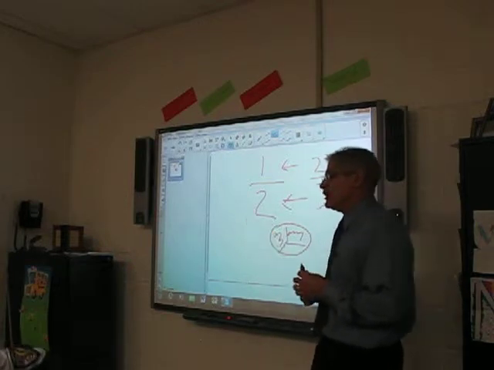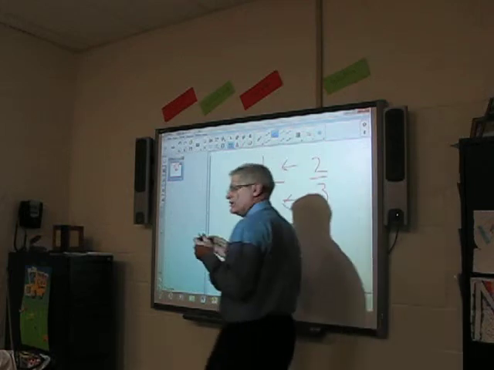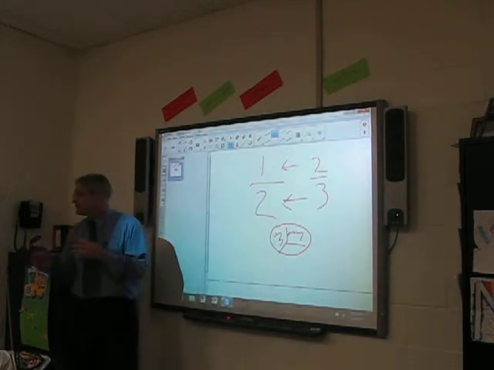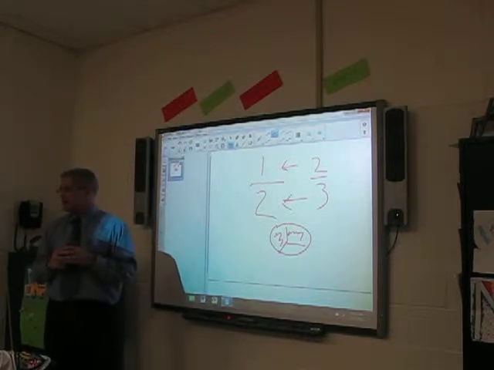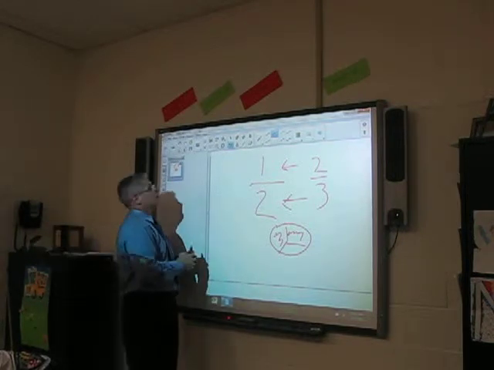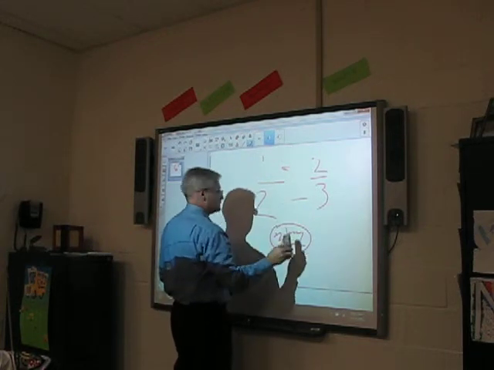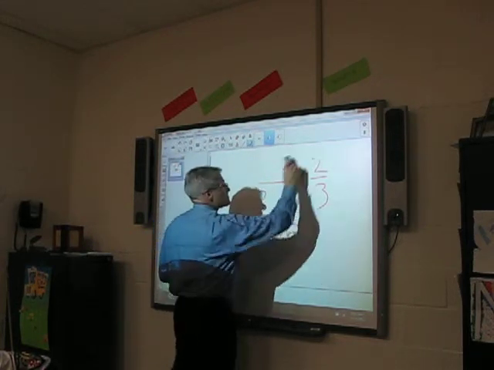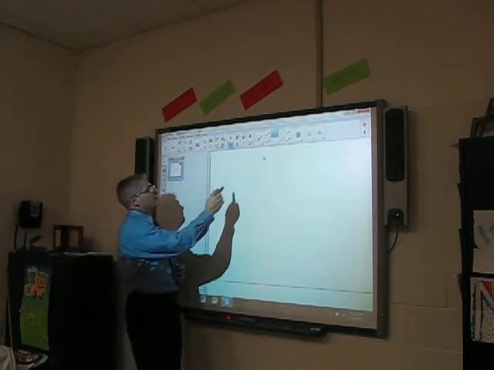Now you guys know we've gone over adding fractions. This is a review, so we know that when we add fractions, denominators have to be the same. When we subtract fractions, denominators have to be the same. Mostly we've dealt with fractions that always look like this.